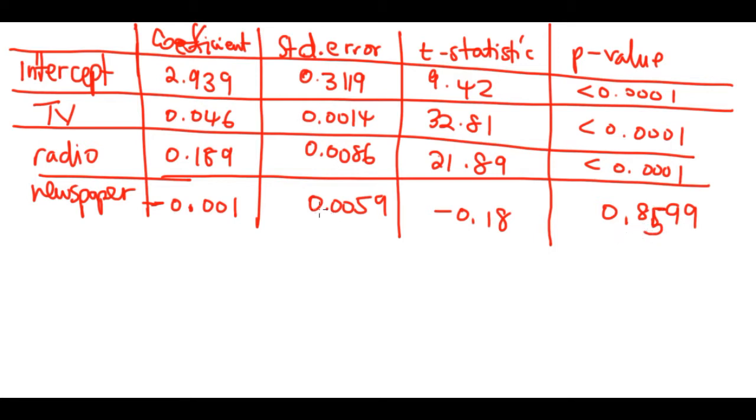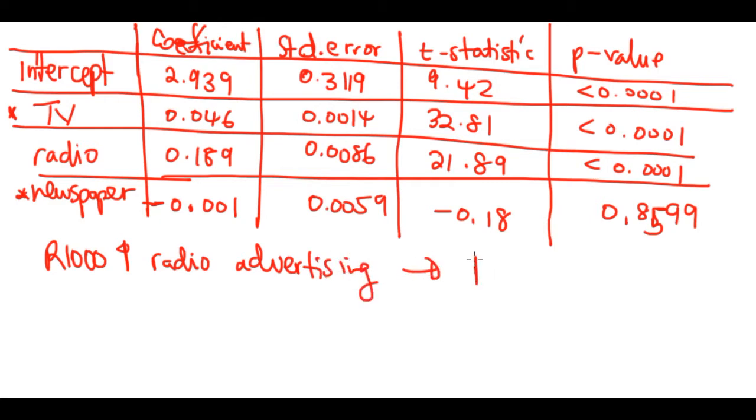So what this means is, for a given amount of TV and newspaper, how do you interpret this table? For a given amount of TV and newspaper, when we keep those fixed or constant, a 1,000 rand increase in radio advertising leads to a 189 units increase in sales, right? Because the coefficient for radio is 0.189, right?